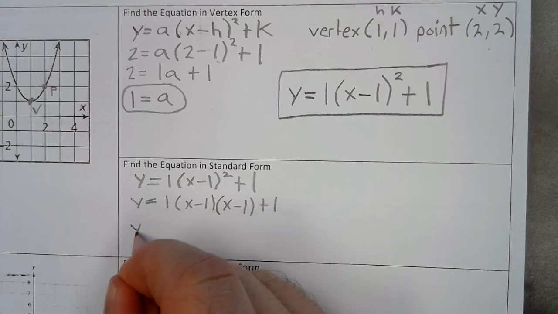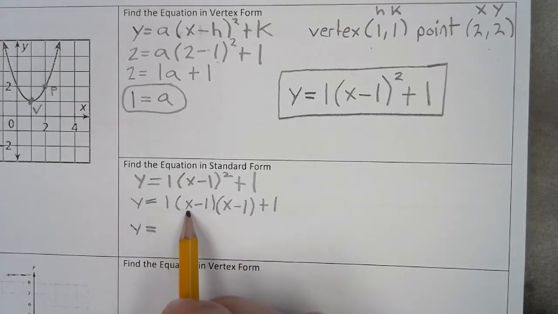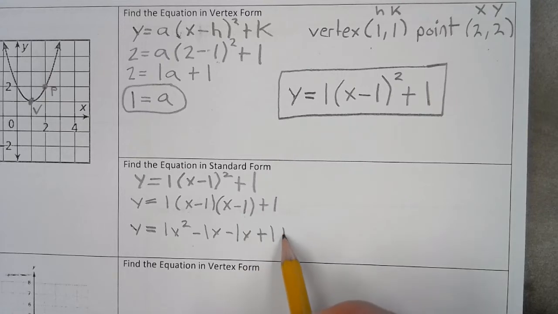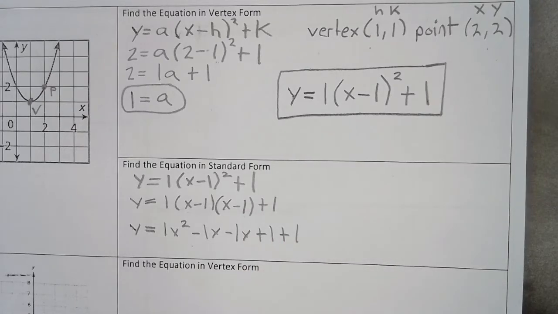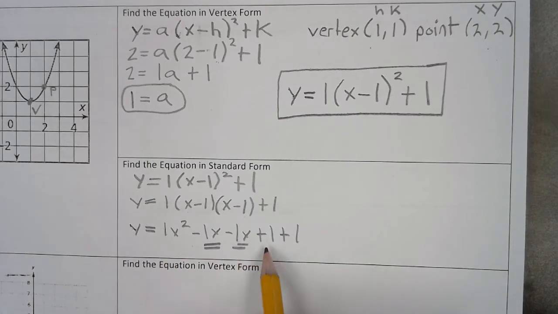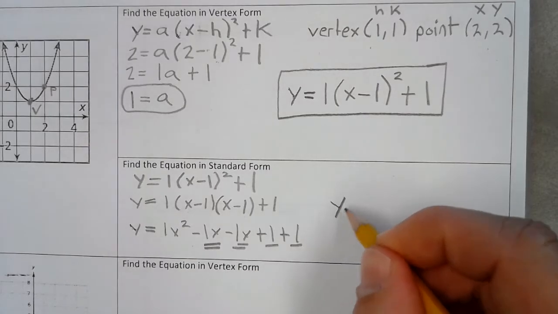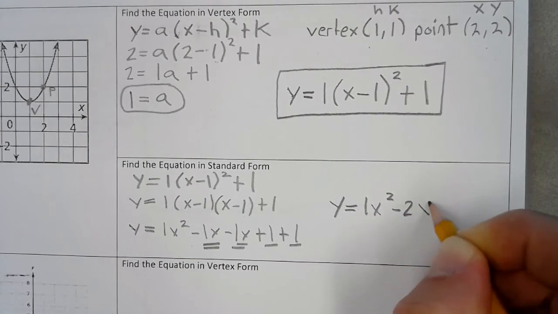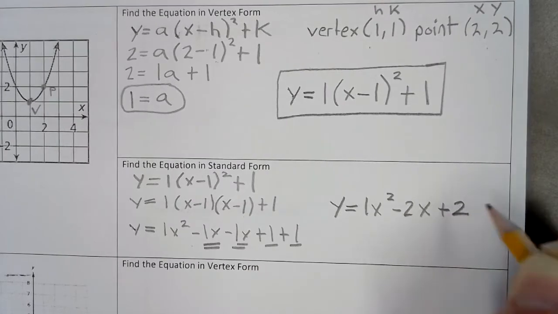And so then that's y equals, I'm going to distribute. x times x is 1x squared. x times negative 1 is negative 1x. Negative 1 times x is negative 1x. Negative 1 times negative 1 is positive 1, plus 1. And then we simplify, so we combine the x's and we combine the 1's. So y equals 1x squared minus 2x plus 2.